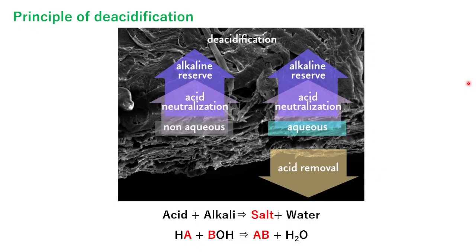Let's take a look at the principle of deacidification. This is a schematic diagram of deacidification, and this can be divided into two ways. One is aqueous deacidification, and the other is non-aqueous deacidification. In aqueous deacidification, alkaline chemicals are dissolved in water, and in non-aqueous deacidification, a suspension solution in which small particles are immersed in organic solvents is prepared.